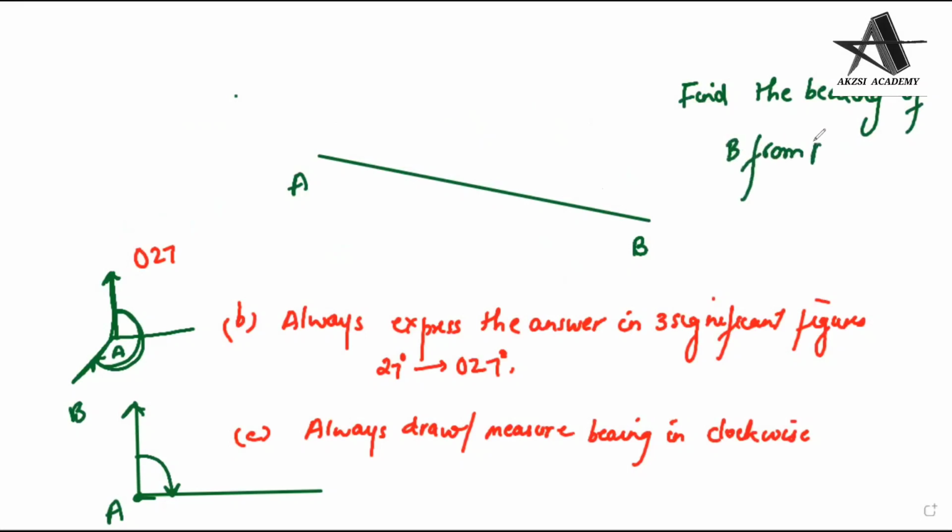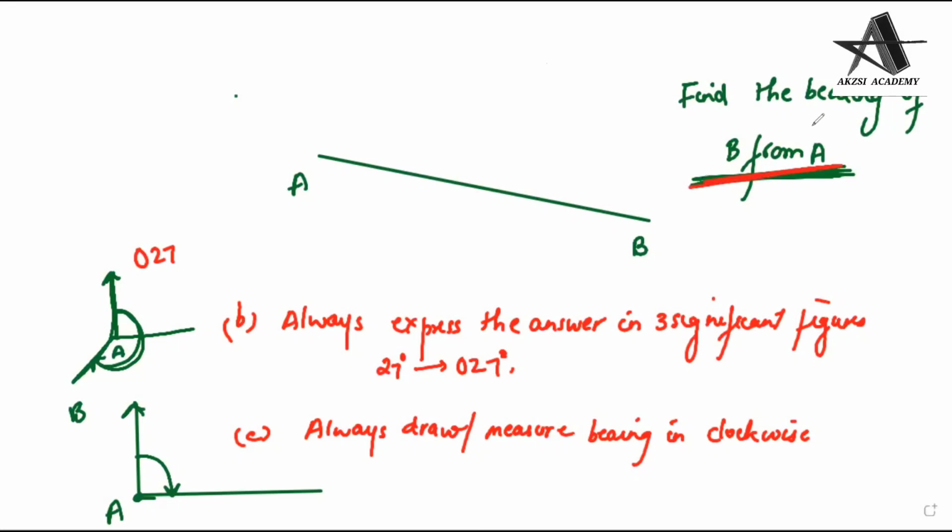from A. You can clearly see, generally we don't use this phrase, find the angle of B from A. We generally say angle between this or angle BAC. But in bearing, we specifically mention find the bearing of B from A. This is important. All of you pay attention to this. Why is this line important? Because it can change your answer.